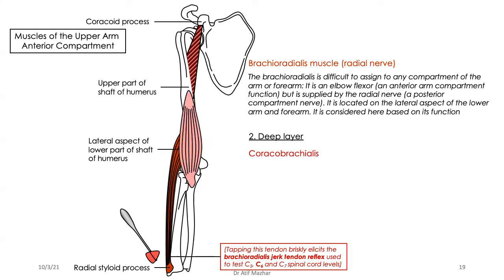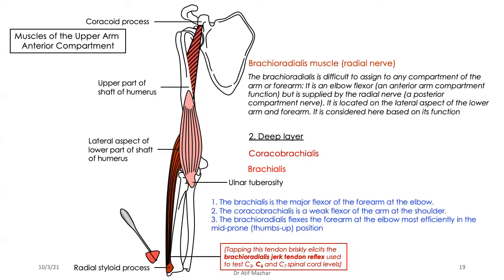Then this is the huge one, my prime mover, the chief flexor of my elbow, that is my brachialis. And it's going where? To the ulnar tuberosity. Two new terms we have used: ulnar tuberosity for brachialis, radial tuberosity for biceps. Now, what are the jobs? Who's doing what? Brachialis, major flexor of the forearm at the elbow. This is a key point. Coracobrachialis, a weak flexor. Brachioradialis flexes the forearm when the position of my hand is mid-prone.